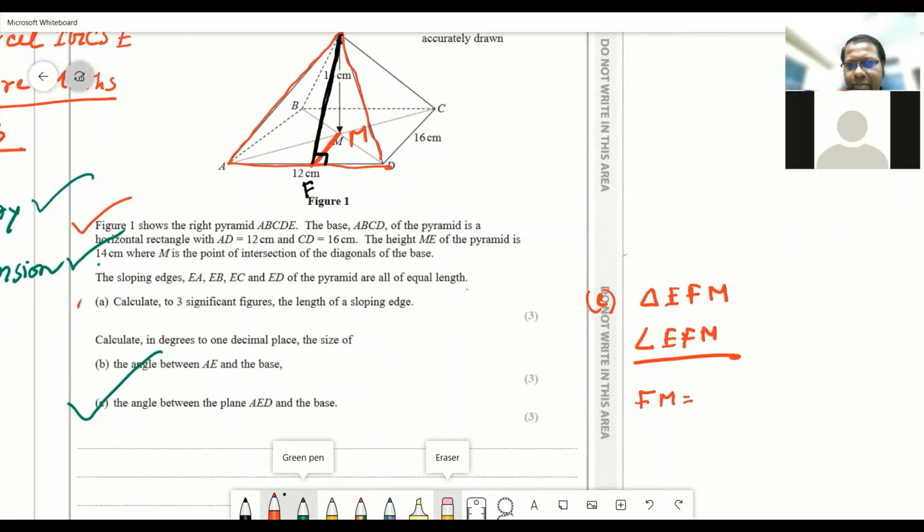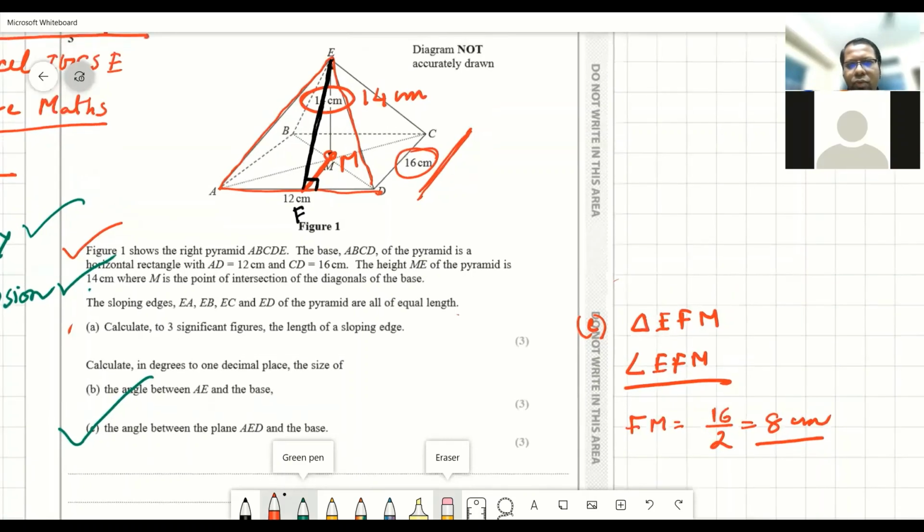The length of FM is half of 16, because this is 16 centimeters and this is the center, so it will be halfway along the length of the rectangle from the AD line. Okay, so FM is 8 centimeters, and we know the height. The height is 14 centimeters. It was given in the question. So ME is 14 centimeters.